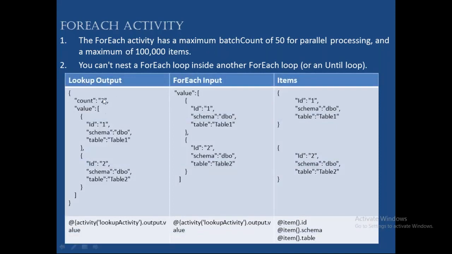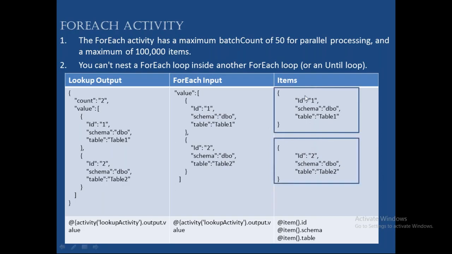Now you see the lookup output. Now I want to pass this output to the for each input. We will pass @activity('lookup activity').output.value. See, this is the value. If you give value, these two things will come here. So here this is one item, this is another item. See here, this is one item, next this is another item.